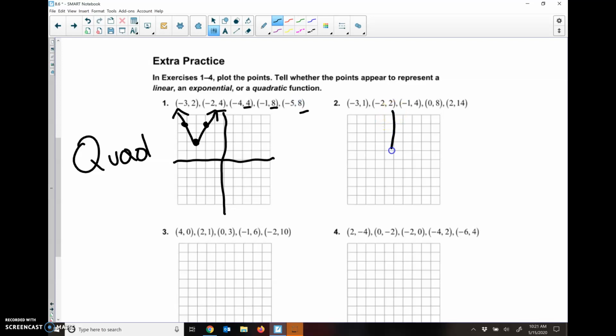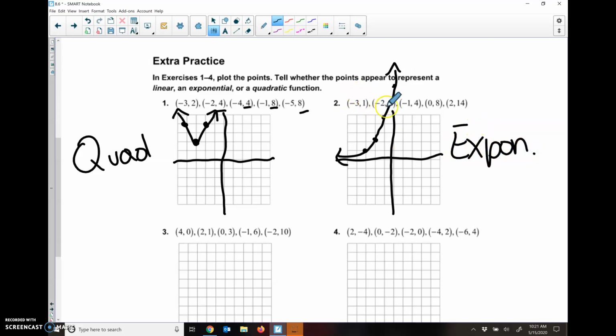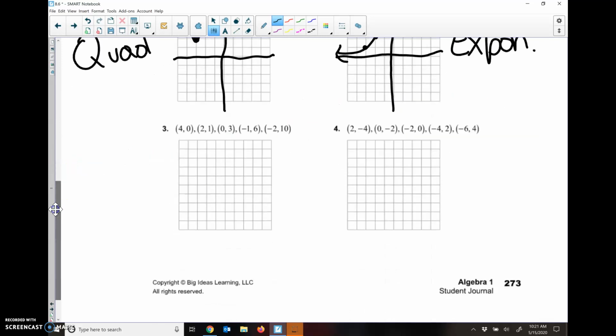If we look at number 2 here. I have negative 3 and 1, negative 2 and 2, negative 1 and 4. 0 and 8 is going to be way up here. So it looks like we're going to have that smooth curve there. So this one's going to be exponential. And it looks like we're multiplying here by about 2 until we get here, because we kind of skip a number because we go from 0 to 2. So it kind of looks a little different, but otherwise 1 times 2 is 2, 2 times 2 is 4, 4 times 2 is 8, and then it gets bigger after that.